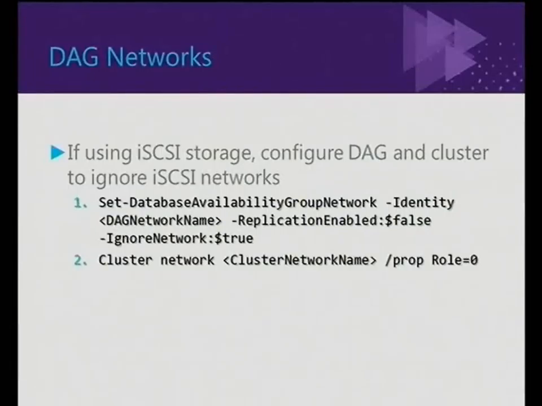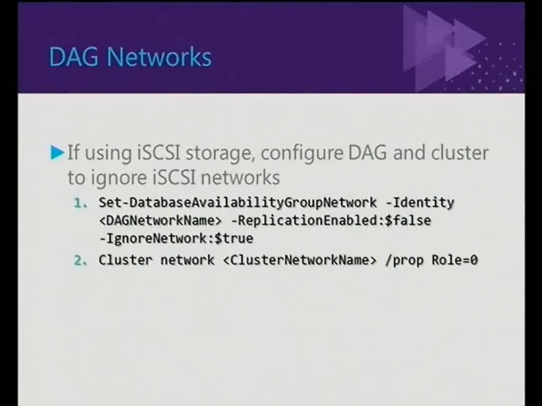So when you add those DAG members to the DAG, any iSCSI network cards are also going to be detected by the system and enumerated, and they're going to turn into DAG networks. Now, you don't want your iSCSI networks to be DAG networks because those iSCSI networks should not be used for MAPI access, and they certainly shouldn't be used for replication purposes.